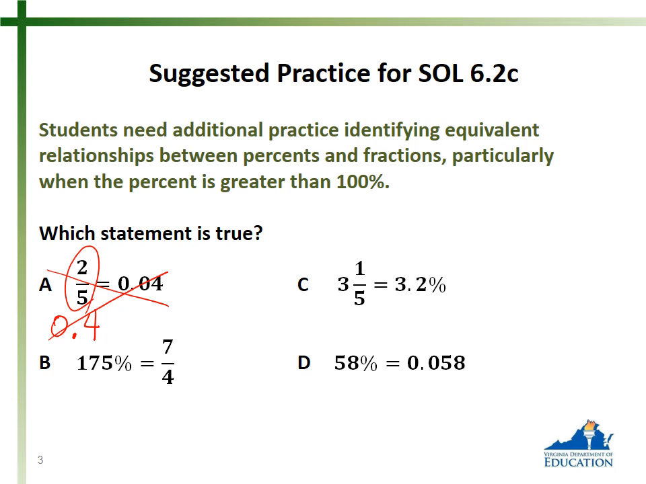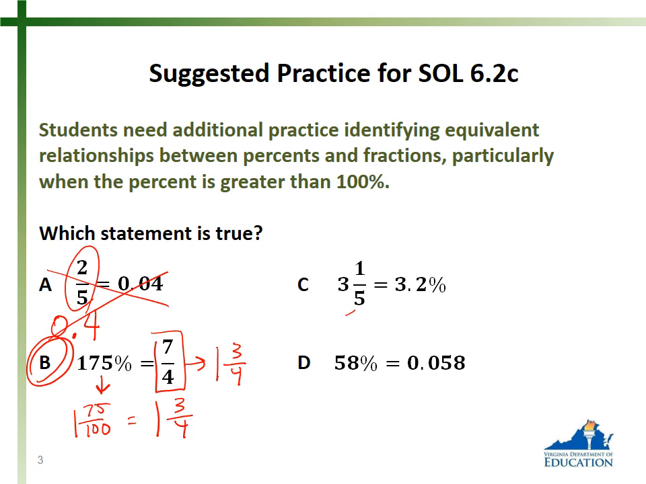Let's go ahead and look at letter B. So we have 175%. Let's go ahead and make that into a fraction. That's the same as 1 75/100. And then we can simplify that to 1 3/4. And if we're trying to figure out what this improper fraction is, the improper fraction is 1 3/4. And so we can say that letter B is true, but let's look at the other ones here.